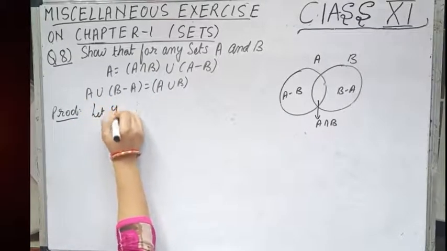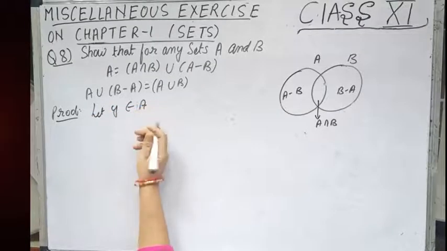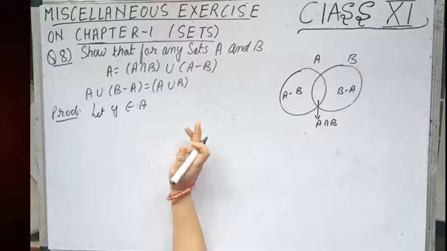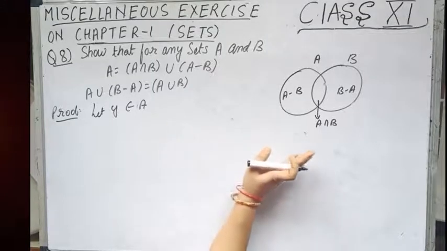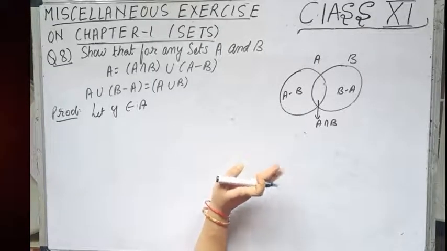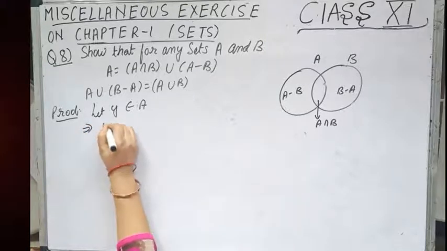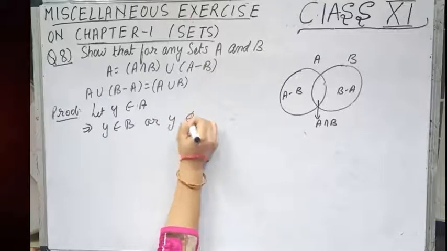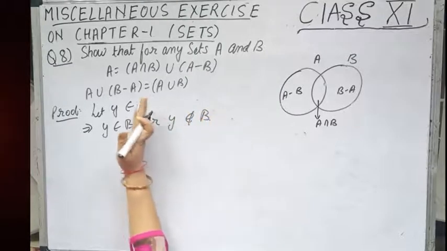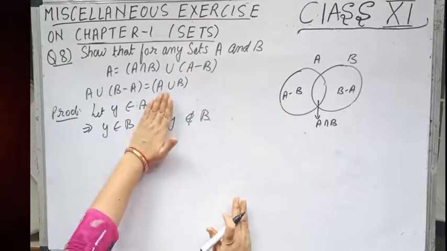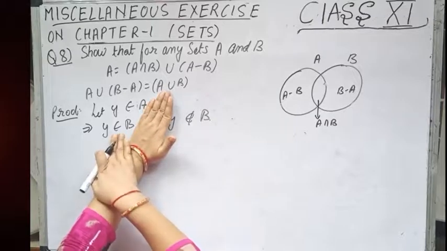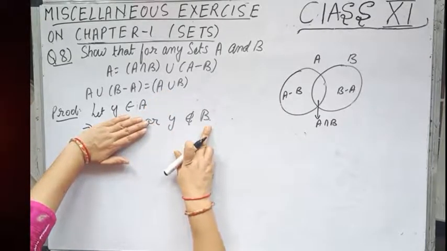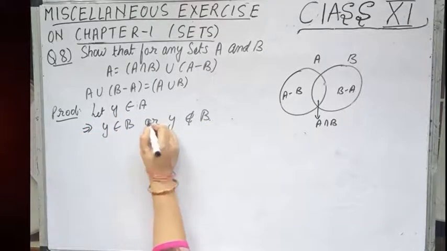Let y belong to capital A. Then if y belongs to A, two cases arise: y will either belong to capital B or y will not belong to capital B. So we can write this implies y belongs to B or y does not belong to B. We have two cases: y belongs to A and y belongs to B, and y belongs to A and y does not belong to B. So let us discuss both the cases.